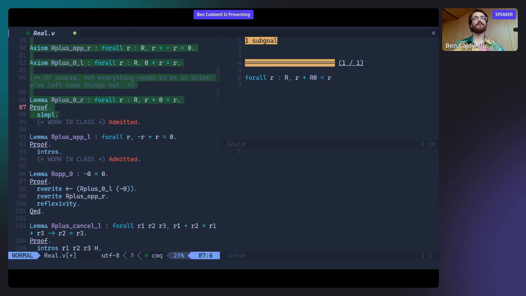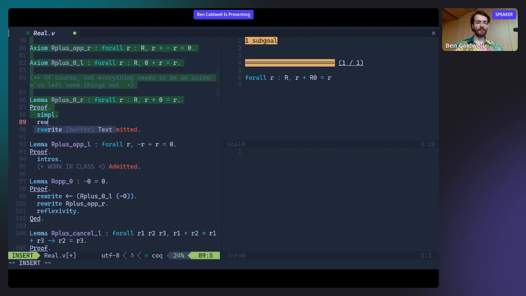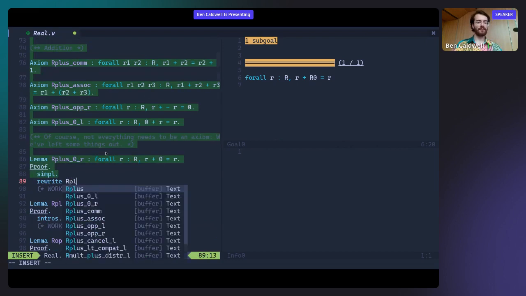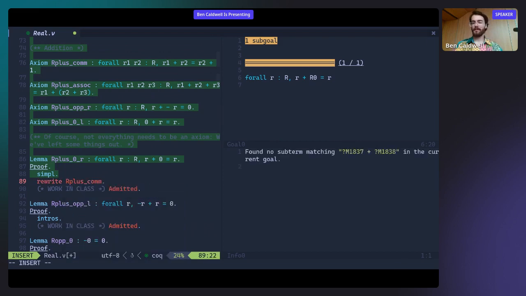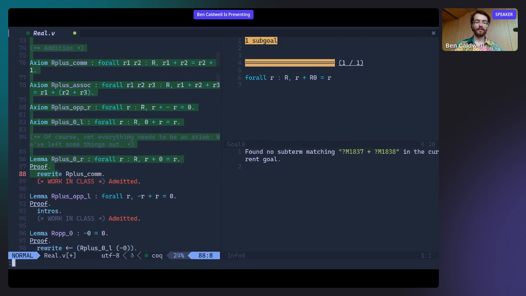First thing we need to do. Commute? Yeah, we can do a rewrite with, well, what's the commutation rule? R plus com. It's unable to find the subterm though. Maybe the simplify is messing things up. We can try going back, but not quite. But this is right. We're going to have to do this later, right? If you think through the proof mathematically, well, yeah, of course, I can show this by doing a commutation and then using this rule up here, R plus 0L.